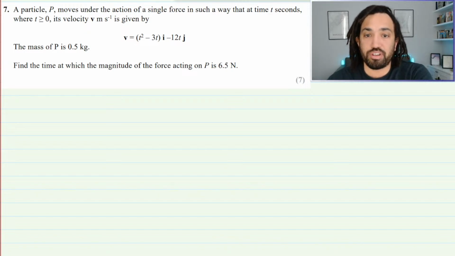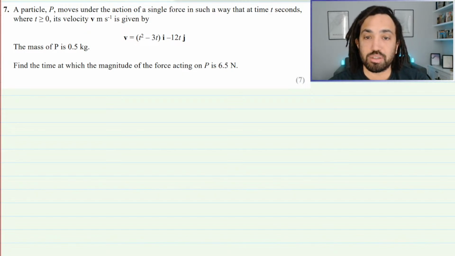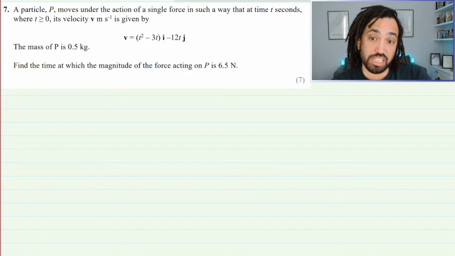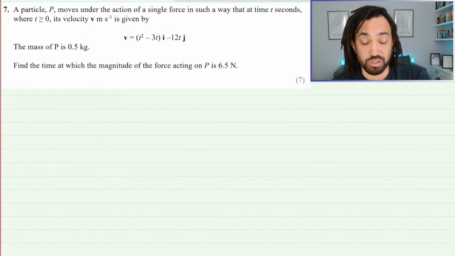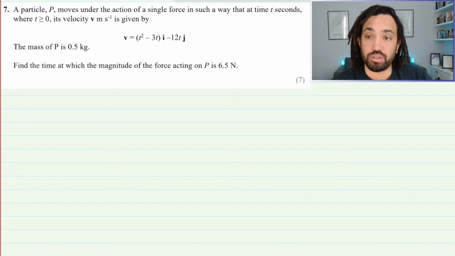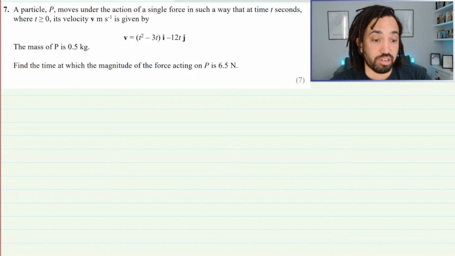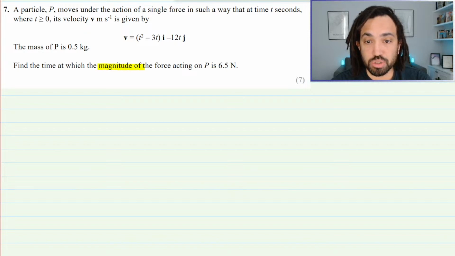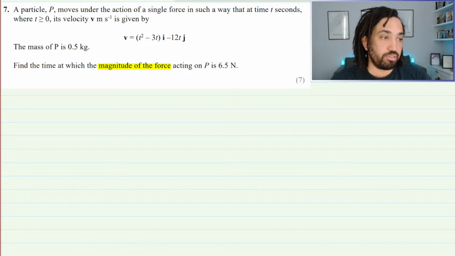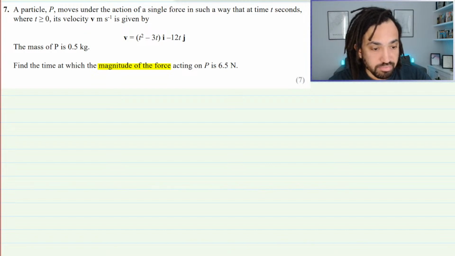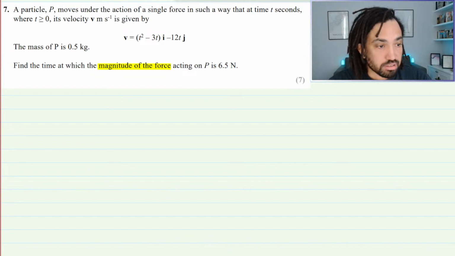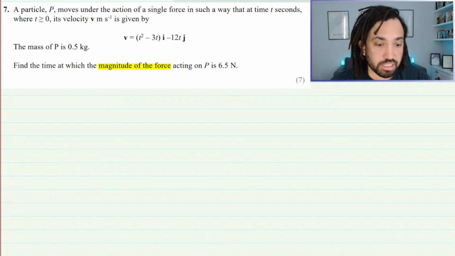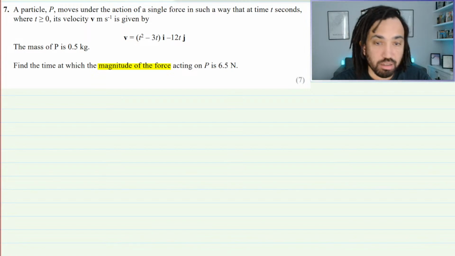Let's do it. We've got variable acceleration, and we have the formula for velocity in terms of i and j, so it's 2-dimensional. We're going to need to either differentiate or integrate. It says we need to find the magnitude of the force. So what are you saying, guys? Are we differentiating or integrating? Differentiate, yes.